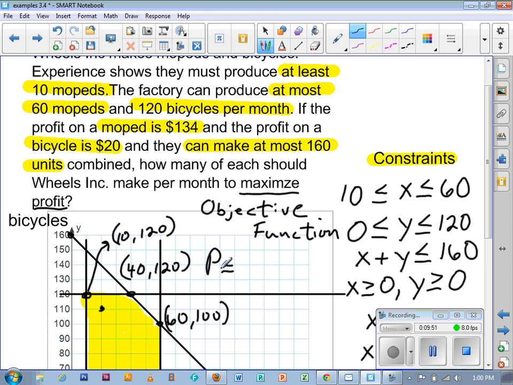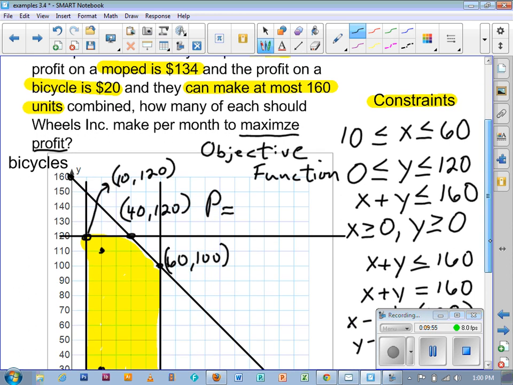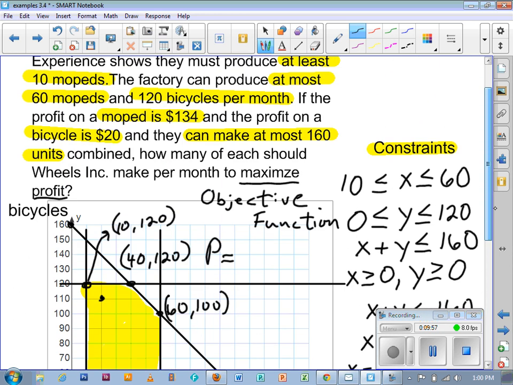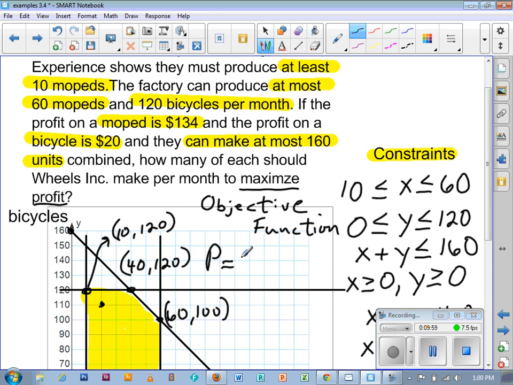Well, how much profit do we make on, let's say, a moped? Remember, X is the mopeds. We make $120. So we make $120 times X plus, and we make $20 for every bicycle that is produced, so $20 times Y. This is what we're going to consider as our objective function.